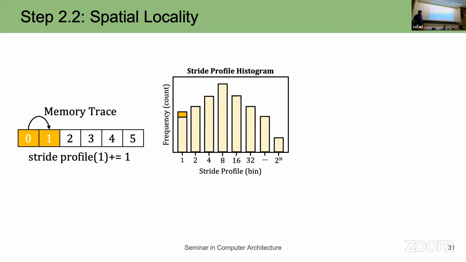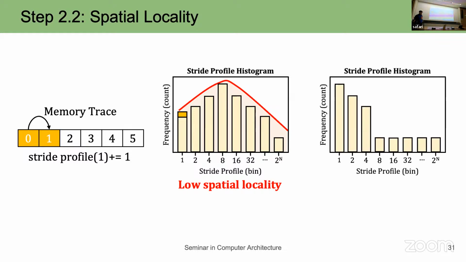So we would increment the bin, which corresponds to the stride distance of 1. For this particular stride profile histogram, we would say it has low spatial locality because the pattern is almost random. While, for example, this stride profile histogram has high spatial locality because the stride pattern is very linear and almost always the next or the second next memory address are being accessed.